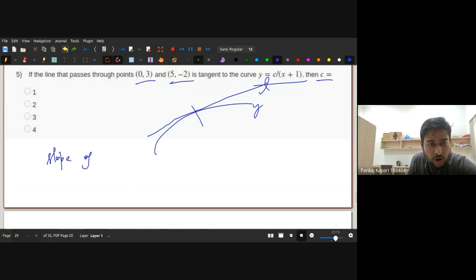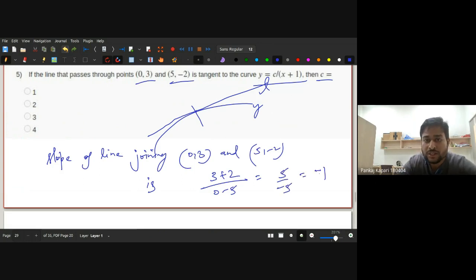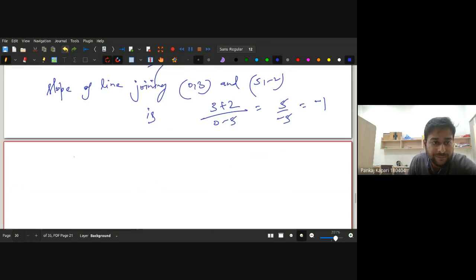So the slope of the line joining 0 comma 3 and 5 comma minus 2. What is the slope? The slope is just 3 plus 2 divided by 0 minus 5, right? This is just 5 divided by minus 5, which is minus 1. So what is the equation of this line?